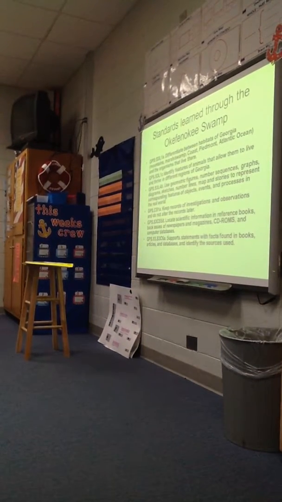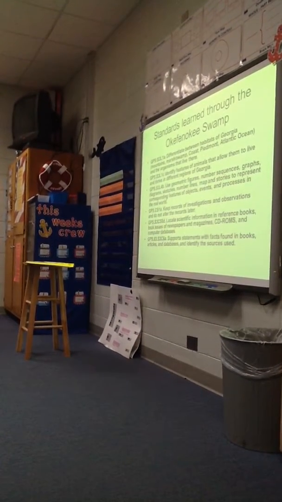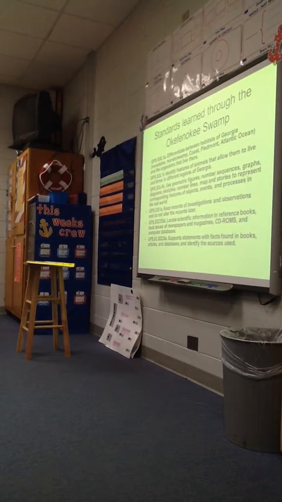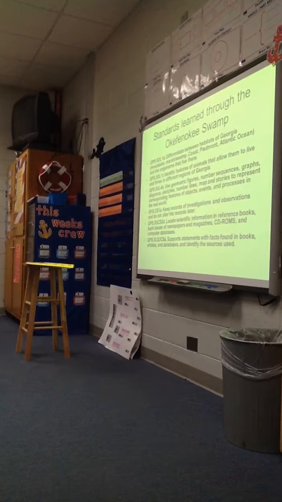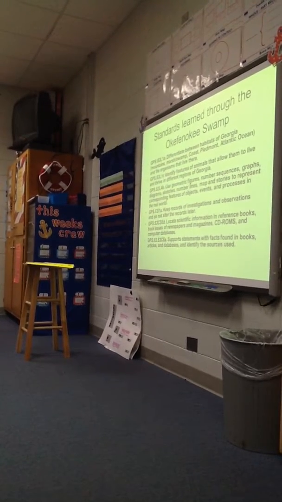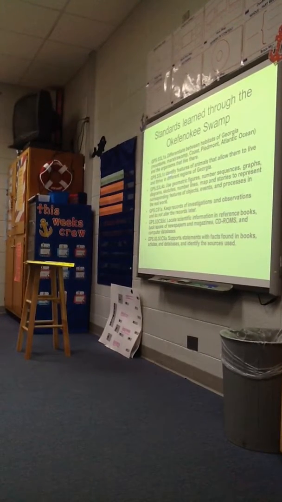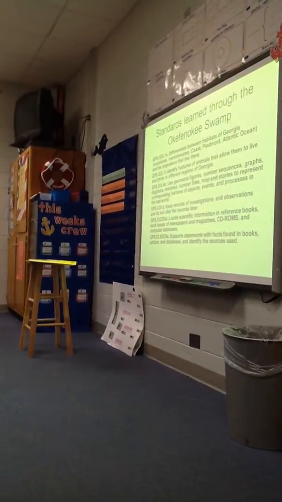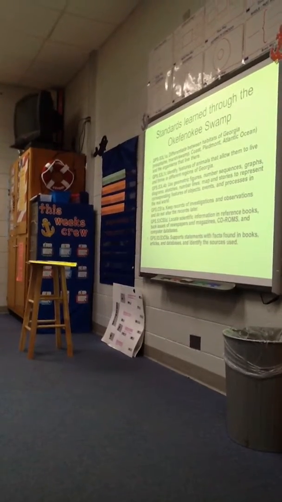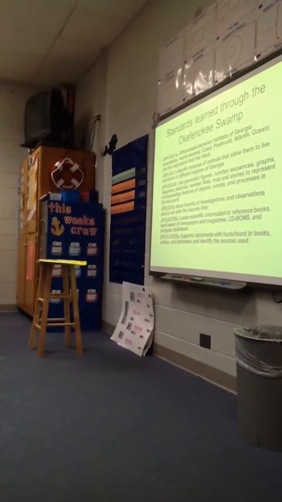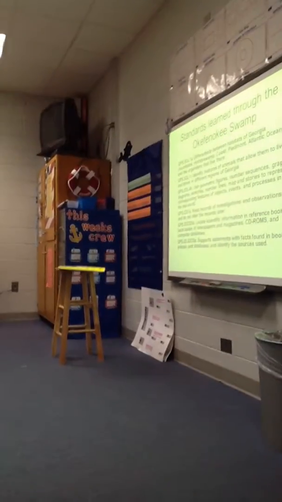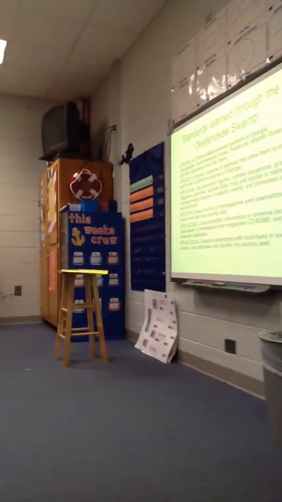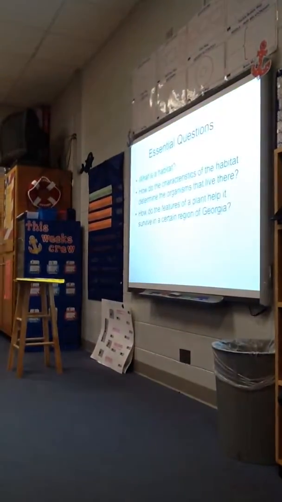Okay, our standards. Standards mean what we have to learn, right? We're going to pick out one that says identify the features of animals that allow them to live and thrive in the different regions of Georgia. What region of Georgia are we talking about? Our region. That's exactly right. The Okefenokee Swamp.